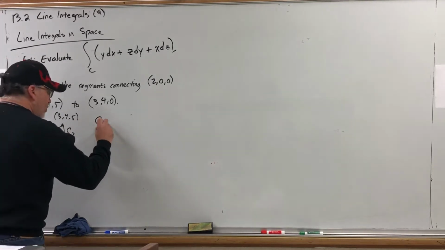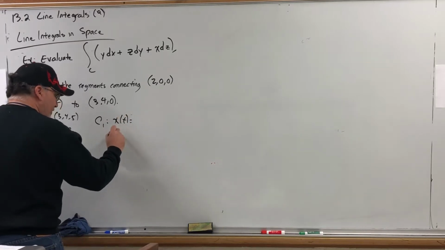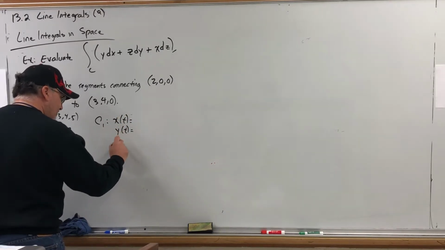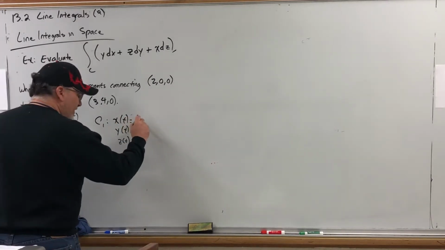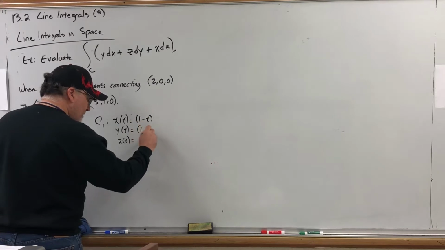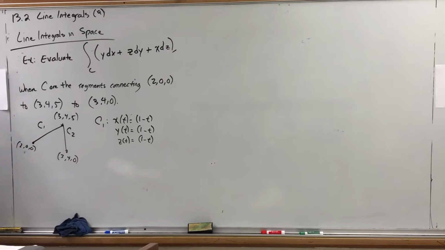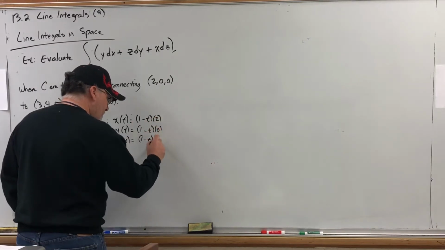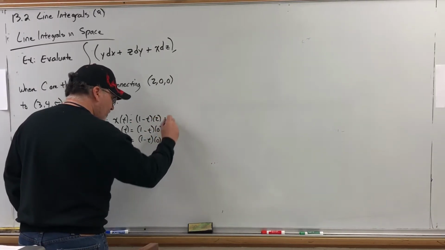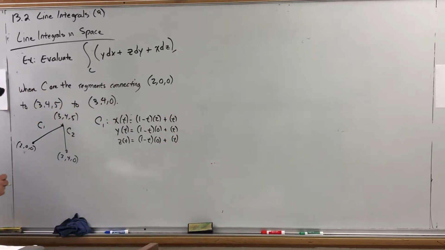So let's start with curve 1. Now we haven't talked about how to parameterize a line in 3 dimensions, a line in space. But it's just like parameterizing a line in 2 dimensions. You have 1 minus t times the initial coordinate, so (2, 0, 0), plus t times the terminal coordinates, which are (3, 4, 5).